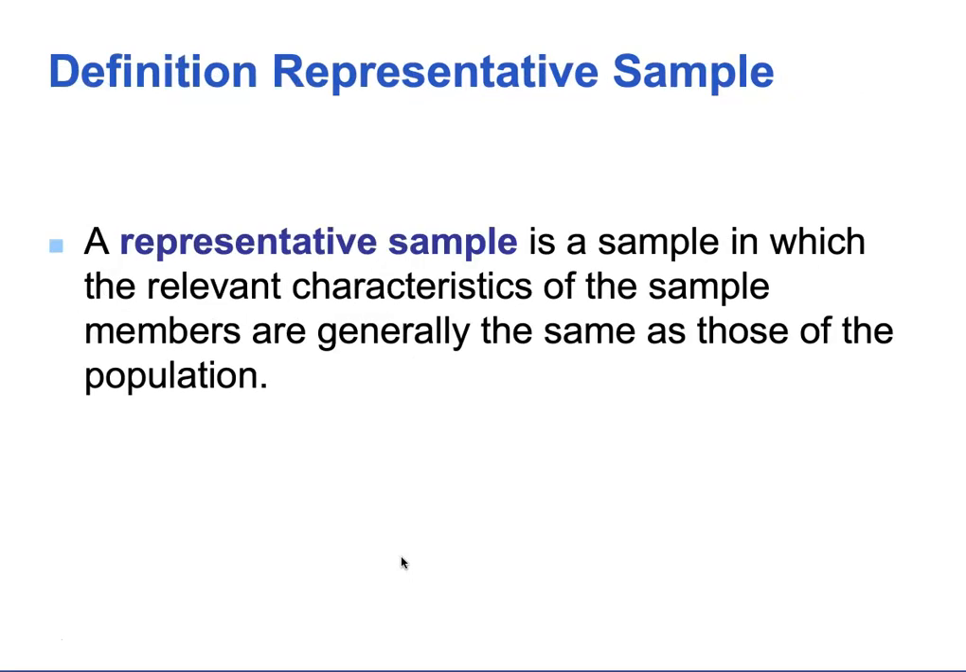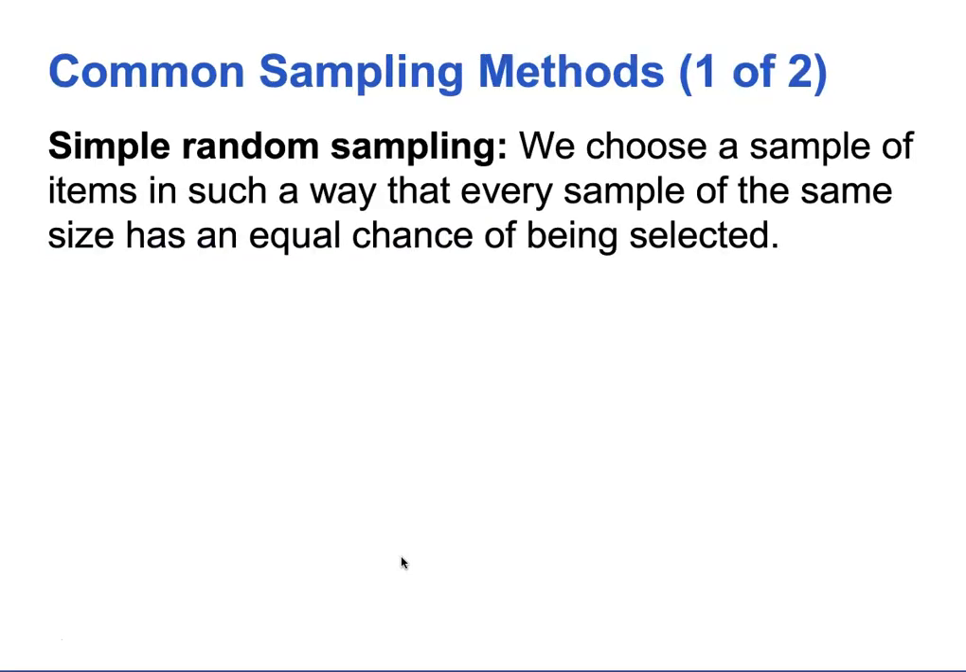All right, some more definitions. The definition of representative sample. A representative sample is a sample in which the relevant characteristics of the sample members are generally the same as those of the population. This means that when you pick out a sample, let's say we're talking about the people who live in Statesville, you cannot pick just women. You cannot pick just people under 15. It has to represent the whole population, and you have to have a sample or a representative of each group.